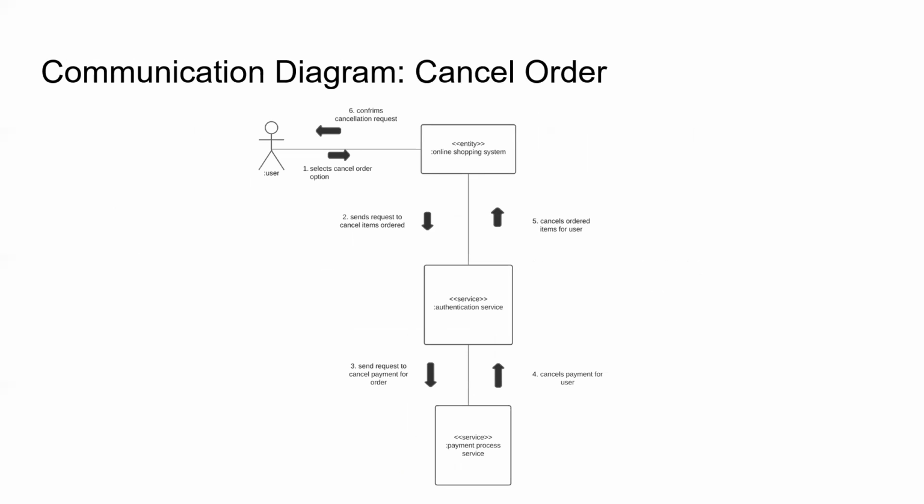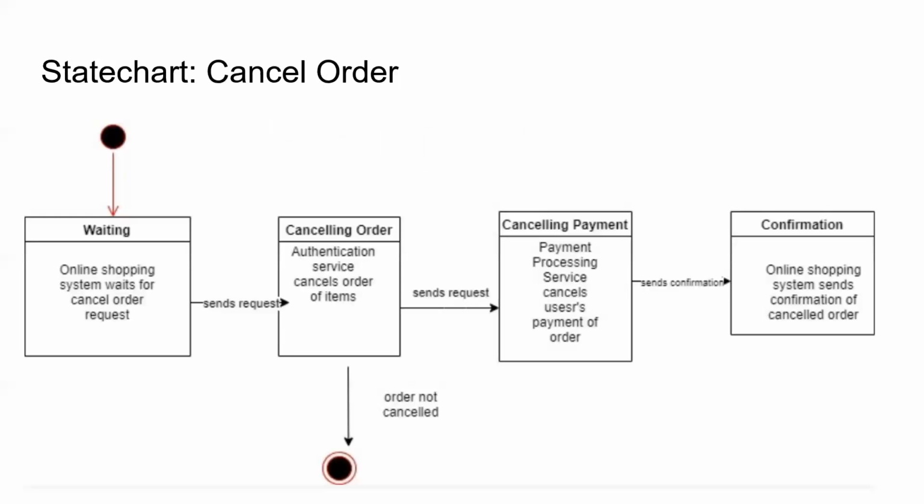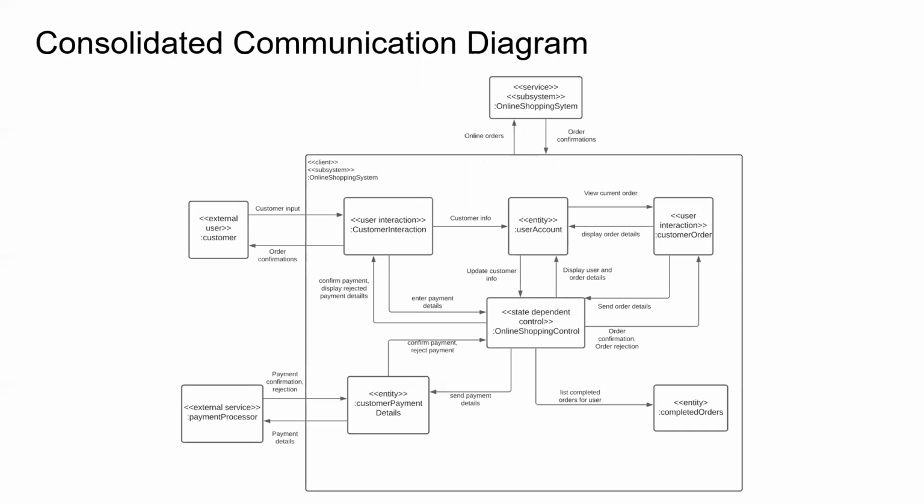Lastly, this is the cancel order, where the user goes through the process of canceling the order, and it runs through the online shopping system, the authentication service, and the payment process service, and back up to the user. And this is the state chart for that cancel order, which involves waiting, canceling the order, canceling the payment, and the confirmation. And here is the consolidated communication diagram that sums up our online shopping system.